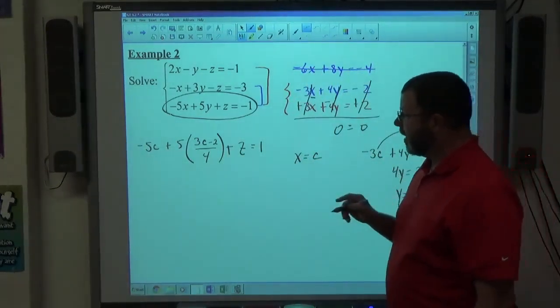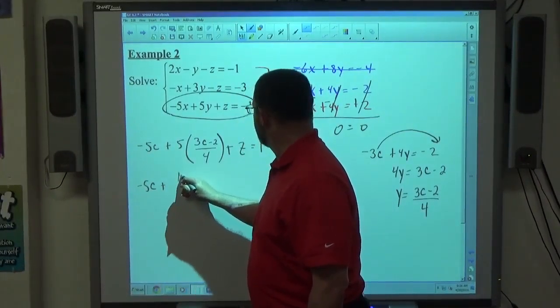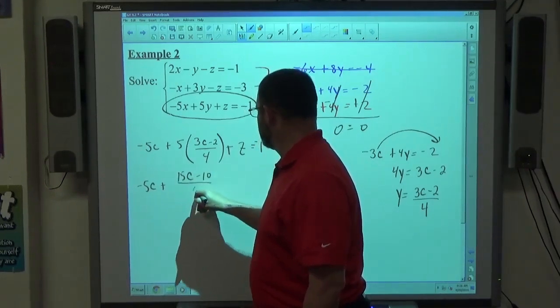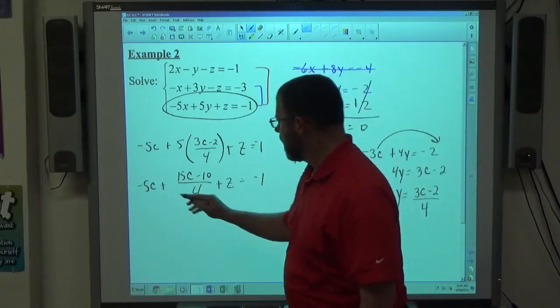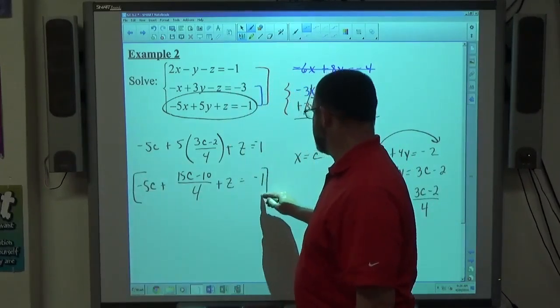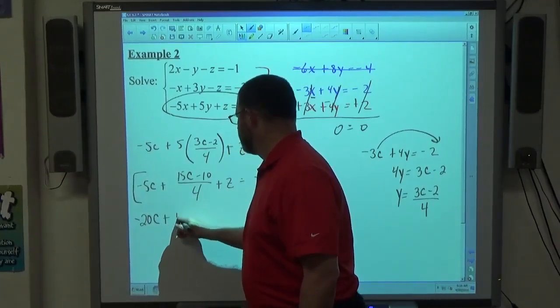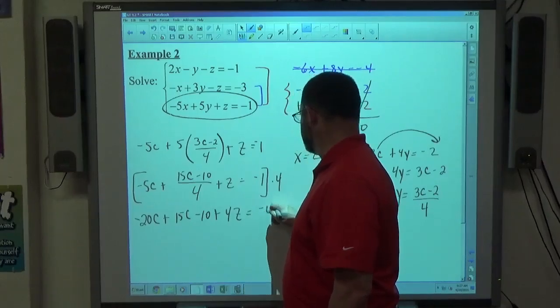If I simplify that, I'm going to get negative 5c plus 15c minus 10 over 4 plus z is equal to negative 1. I would probably multiply this whole thing by 4 to get rid of the fraction. I'm going to get negative 20c plus 15c minus 10 plus 4z is equal to negative 4.